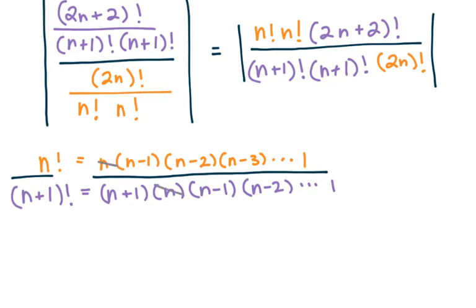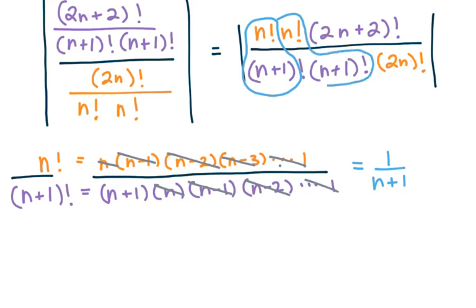n over n cancels, n minus 1 over n minus 1, n minus 2 over n minus 2. Everything following this is going to cancel all the way down till 1. So this simplifies and this turns into 1 over n plus 1, and the factorial is gone. All right, so this right up here, I've got 2 of these that I've just simplified. So I'm going to be able to plug that in for both of those and reduce this down.